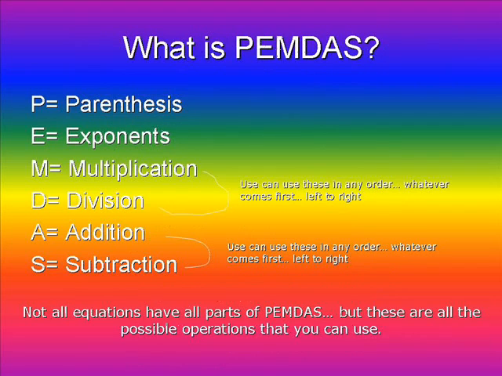What is PEMDAS? P equals parentheses, E equals exponents, M equals multiplication, D equals division. You can use these in any order, whatever comes first, left to right. A equals addition, S equals subtraction. You can use these in any order, whatever comes first, left to right. Not all equations have all parts of PEMDAS, but these are all the possible operations that you can use.